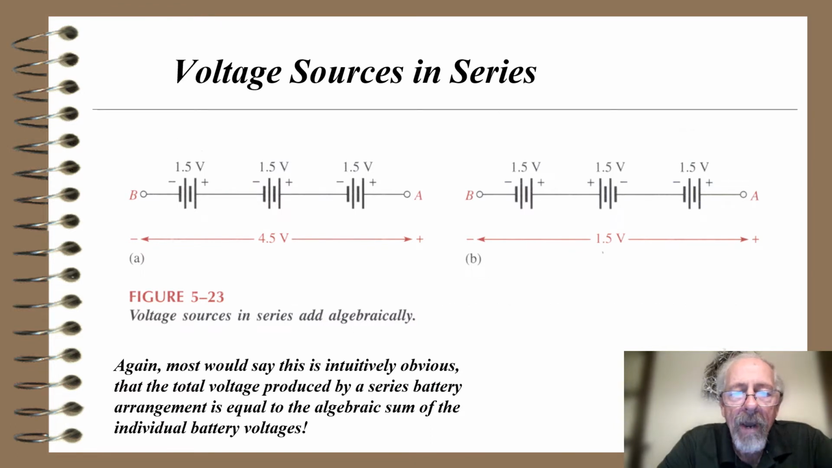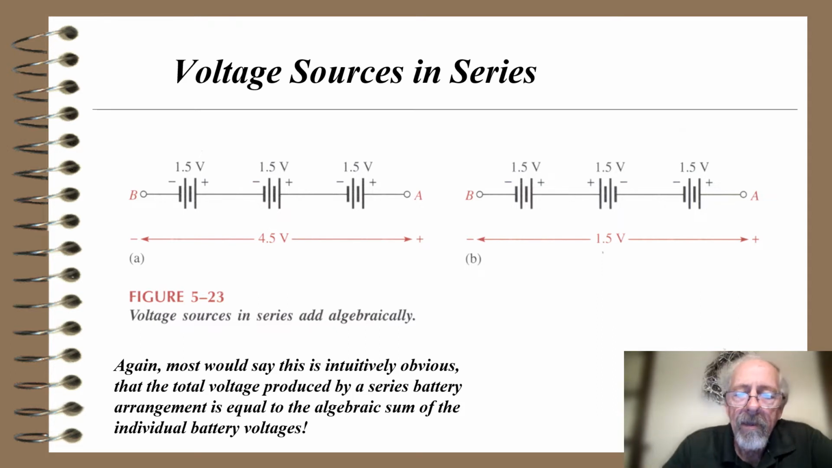We digress a little bit by taking a look at voltage sources in series here. So in figure 5.23A, I show 3 1.5 volt batteries. Now you may be familiar, 1.5 volt batteries are the nominal voltage for what we call D cells. Those are bigger batteries, or double A's or triple A's. And it turns out that if I put 3 of them in series with minus to plus, minus to plus, minus to plus, I'll get a total of 4.5 volts.